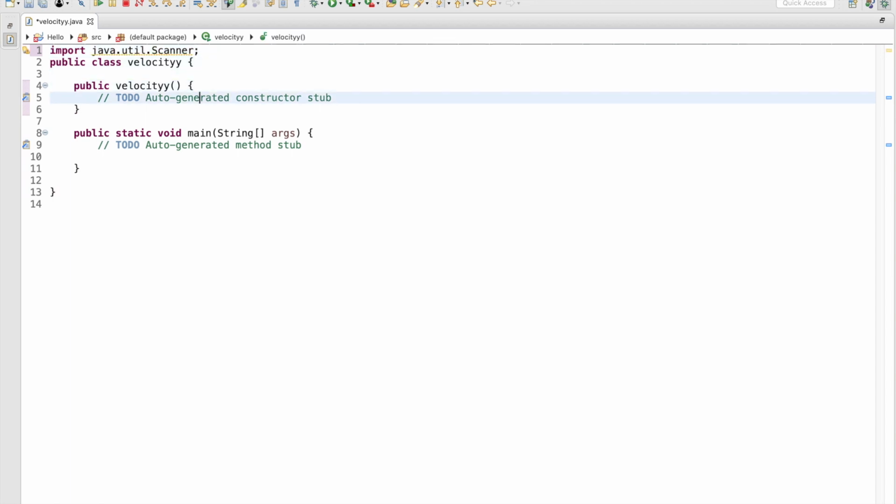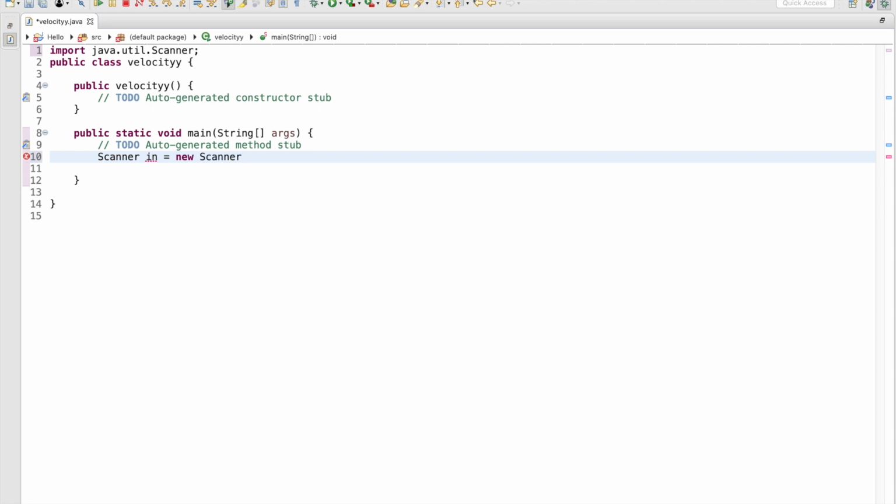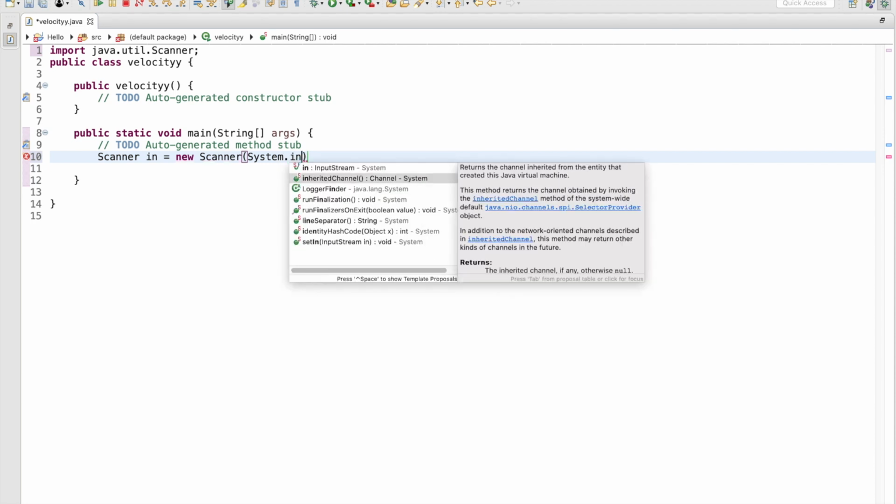Public class Velocity, and we have our brace, and we have public static void main, and then we're going to go right here and make a new line and write Scanner in equals new Scanner with a capital S. We have to be very careful in Java. Scanner, parentheses, capital S, System.in, and then end it with a semicolon.